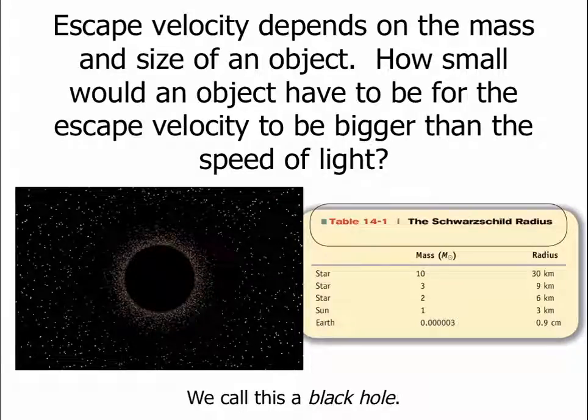And the size of a black hole is how close you would have to be before you would cross this horizon we call the event horizon, where if you're closer to the black hole than that, 3 kilometers for the sun, you would never be able to get out. Not even radio waves could get out to tell other people to call for help.